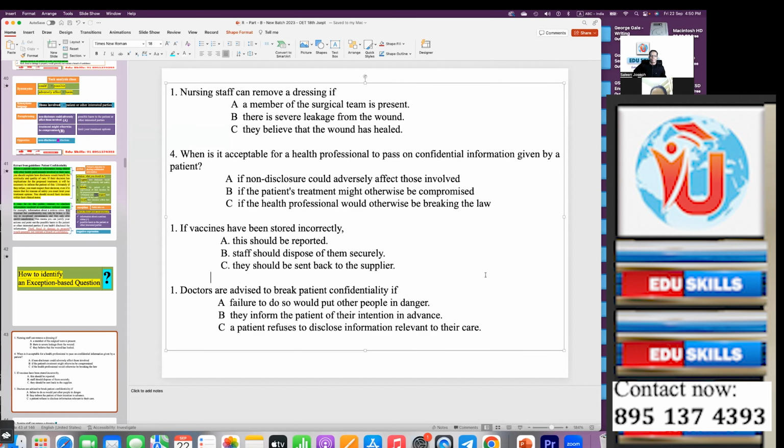1. If vaccines have been stored incorrectly, A. This should be reported. B. Staff should dispose of them securely. C. They should be sent back to the supplier. 1. Doctors are advised to break patient confidentiality if a failure to do so would put other people in danger. B. They inform the patient of their intention in advance. C. A patient refuses to disclose information relevant to their care.